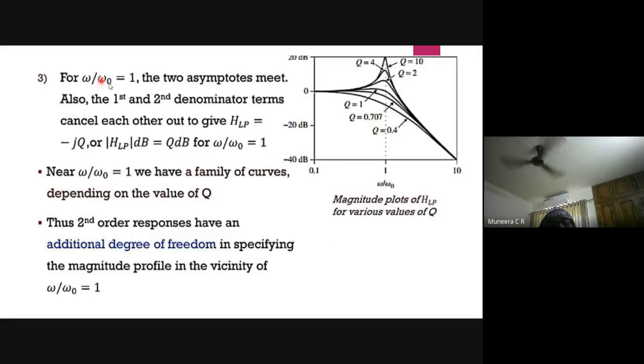Now if omega by omega 0 equals 1, of course we have Q in dB. So at that point, the cutoff frequency point, only Q is selected. For the Butterworth filter we select Q equal to 0.707, which gives a maximally flat filter. It has no peaking, but as Q increases, peaking appears. So usually we neglect that type of filter.